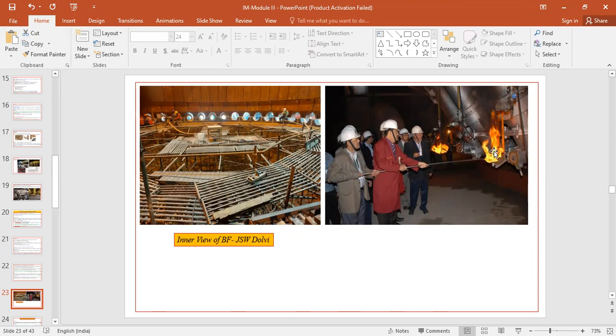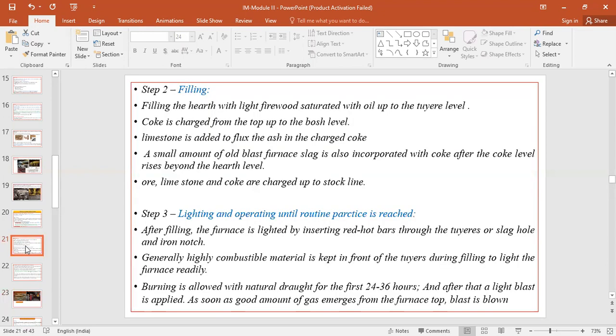The cotton dipped in oil is fired, and this will be inserted into the blast furnace through the tuyeres, so that the fuel present in front of the tuyeres gets ignited, and the furnace starts generating heat. So that is what is mentioned.